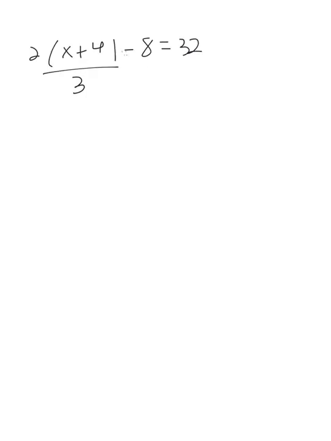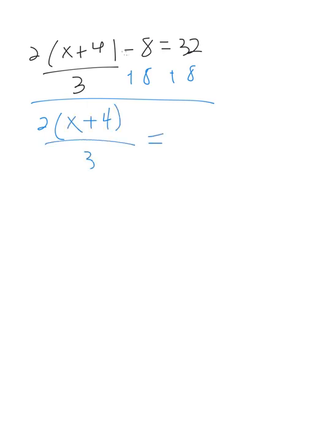Let's take a look at a slightly different way. You could still go ahead and add 8 to both sides. You get 2 times (x plus 4) divided by 3 equals 40. And then you could multiply everything by 3 to clear that denominator. But here's where you could do something differently.